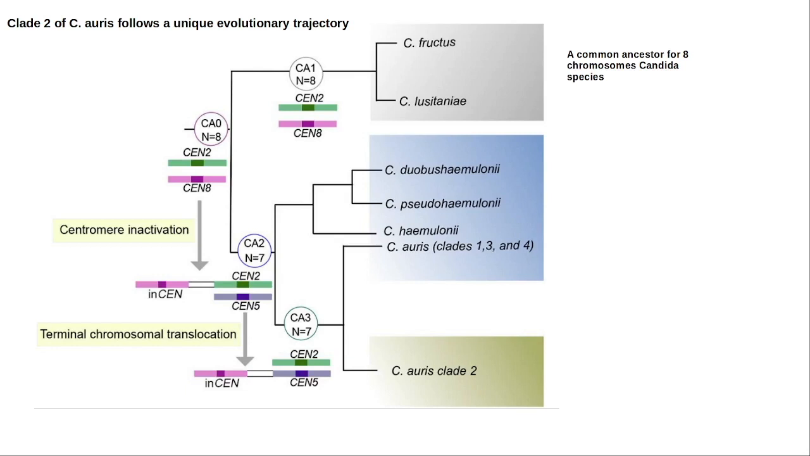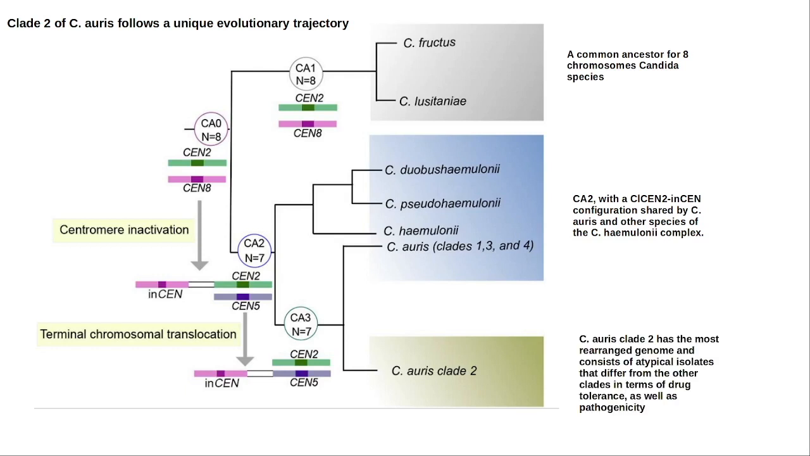With 7 chromosomes, the configuration having 1 inactive centromere would have been shared by all clades of Candida auris and other species of the hemiloni complex. We also hypothesized parallel evolution of the geographical clades of Candida auris at different time scales, diverging from a common ancestor CA3, which was derived from the ancestor CA2.